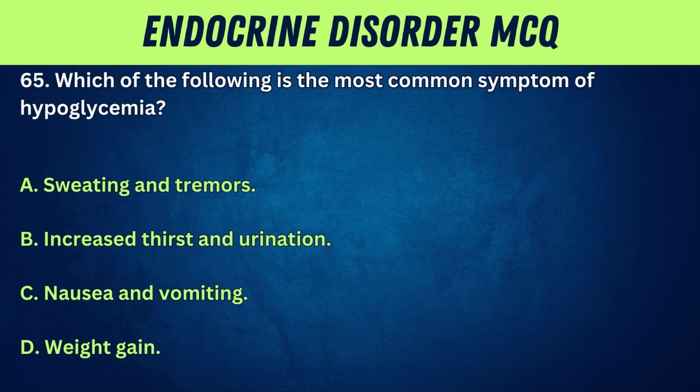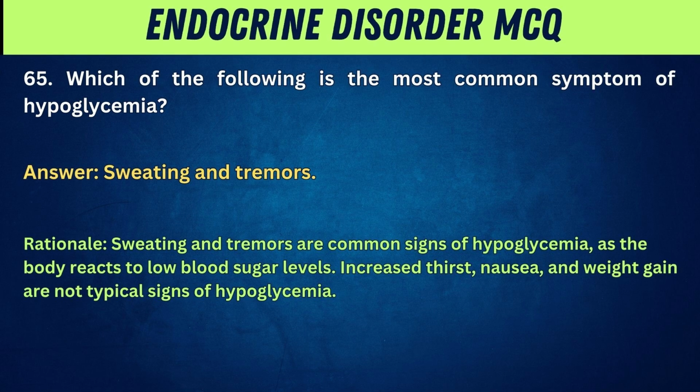65. Which of the following is the most common symptom of hypoglycemia? A. Sweating and tremors. B. Increased thirst and urination. C. Nausea and vomiting. D. Weight gain. Answer: Sweating and tremors. Rationale: Sweating and tremors are common signs of hypoglycemia as the body reacts to low blood sugar levels. Increased thirst, nausea, and weight gain are not typical signs of hypoglycemia.